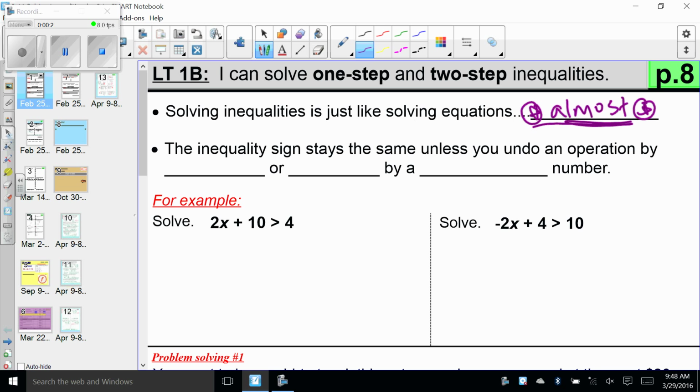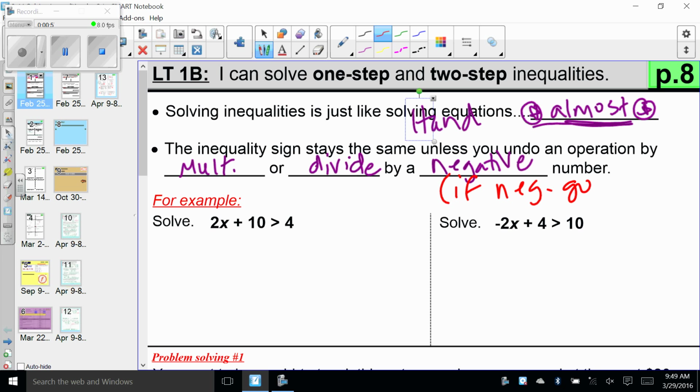So the hand method is going to be our process for today, but we have a big decision to make at the end of each and every problem, determining do we keep the sign the same or do we flip the sign? And we have some rules with that. So here's how the rule goes. The inequality sign stays the same unless you undo an operation by multiplying, so you should be writing multiply in that blank, or if you divide, multiply or divide by a negative. So if the negative travels with you, if negative goes with.